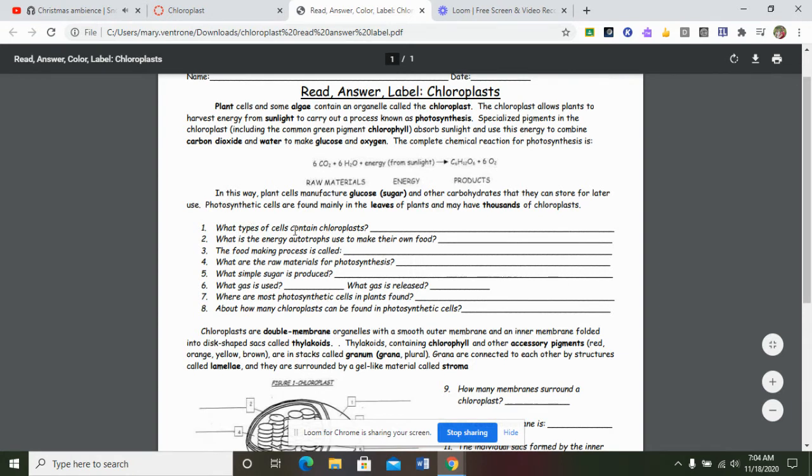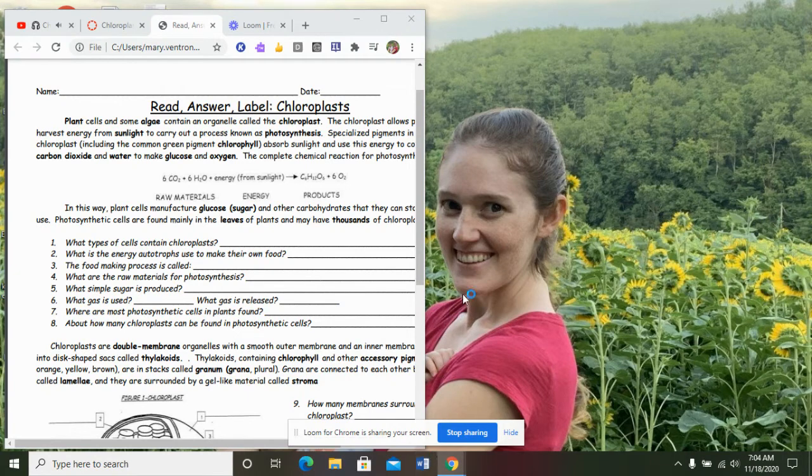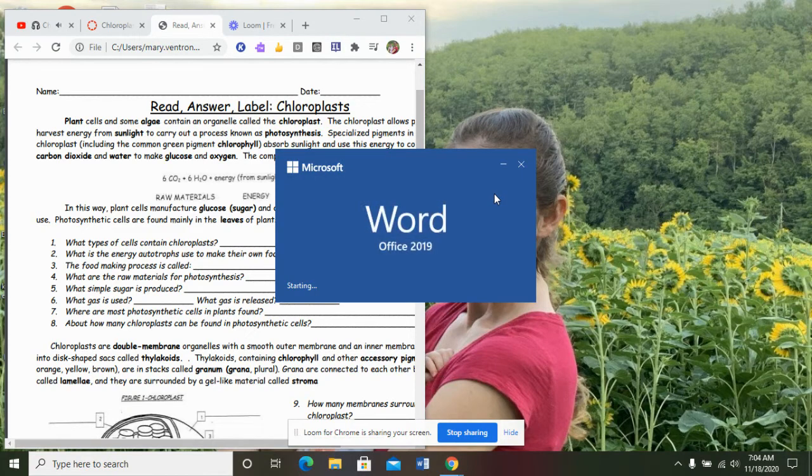So our first question is, what types of cells contain chloroplasts? So we'll go up here and we'll start at the beginning. Plant cells and some algae contain an organelle called the chloroplast. All right, so I would put plant cells and some algae. Here, I will open up a blank Word document, even though you guys are typing your answers in the text box, and that way you'll be able to see what you should be writing.